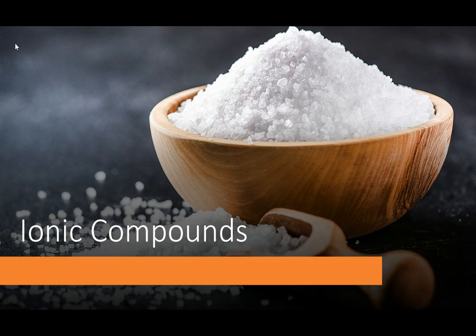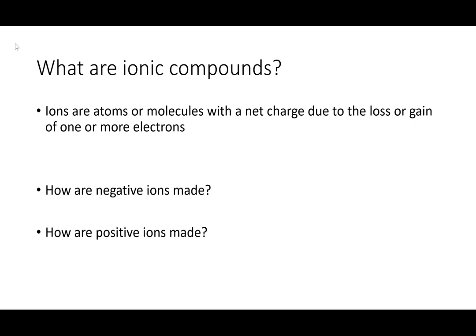Okay, let's go ahead and talk about ionic compounds now. So, what are ionic compounds? Remember that ions are atoms or molecules with a net charge due to the loss or gain of one or more electrons. Okay, remember that electrons carry a negative charge inherently within them. So, how are negative ions made and how are positive ions made?